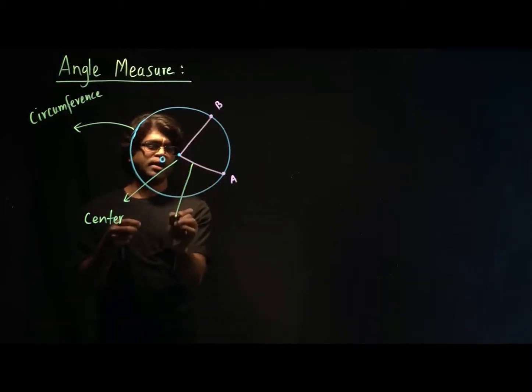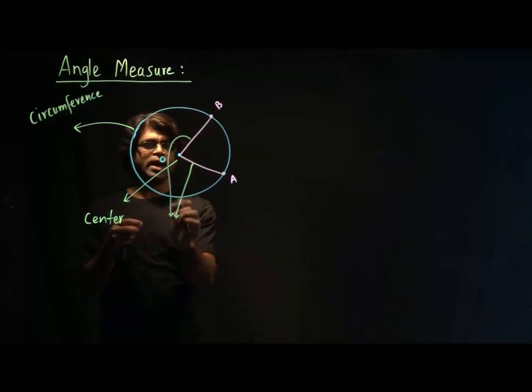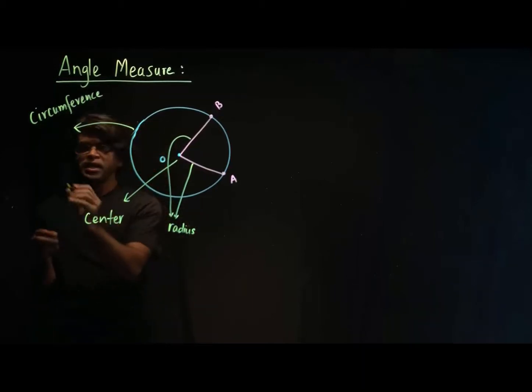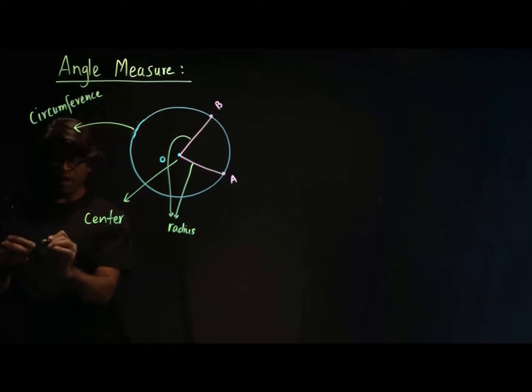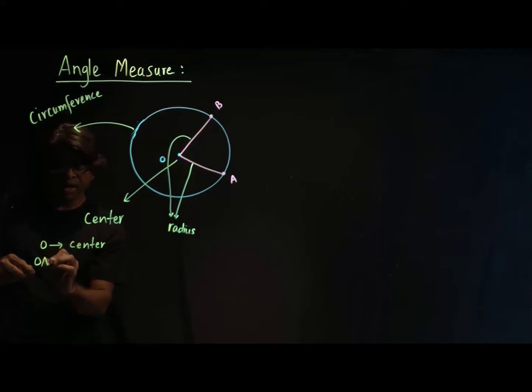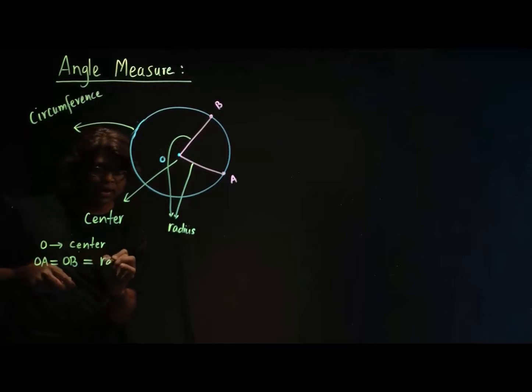Now, if I connect this point O with A or O with B, then this line, or maybe this line, both these two lines that I have, OA and OB, they are called radius. So let me write here. O is my center. OA is equal to OB, and that is called radius.